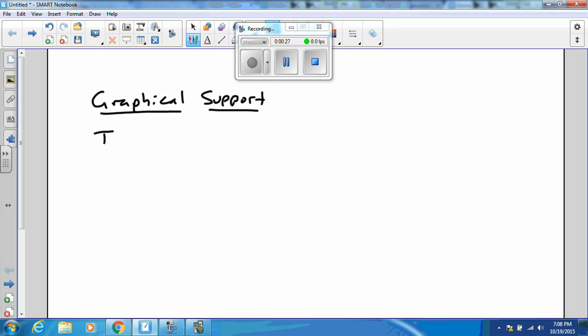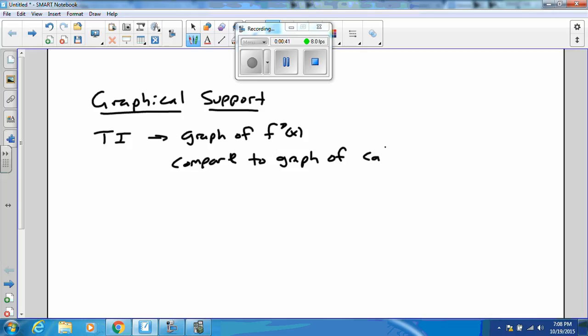So we're going to use the TI calculator to get the graph of f prime, and we're going to compare that to the graph of our calculated f prime. And if those two graphs match, then we have support for our answer. That's it. So how does this happen?